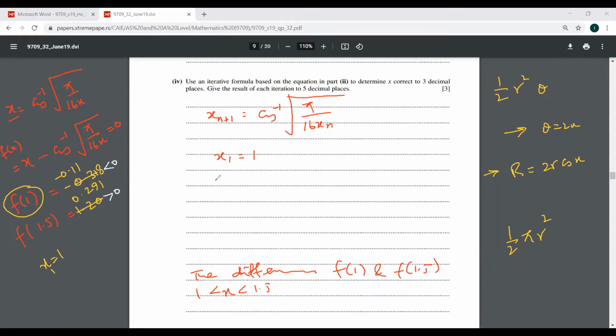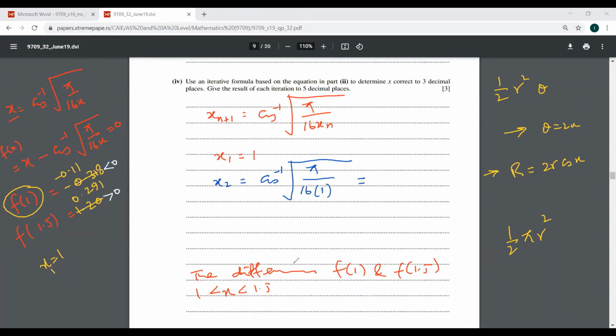So you have to show that x2 is going to be, please keep your calculators in radians, okay? This is going to be pi over 16, and do keep this in brackets because in the second step and onwards, this has to be changed with the answer, okay? So what do you get, guys? Give me this correct to 5 decimal places.